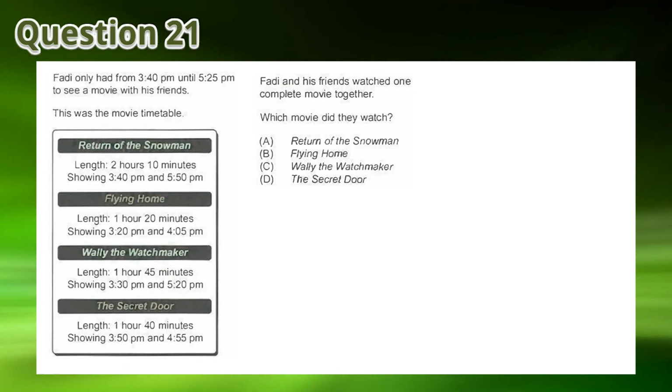The first movie starts at 3:40 and ends at 5:50. However, this is not in Fadi's time frame. However, the second movie can start at 4:05 and it ends at 5:25. This is in the time frame. We know that these other movies are not in the time frame, so the answer is B.